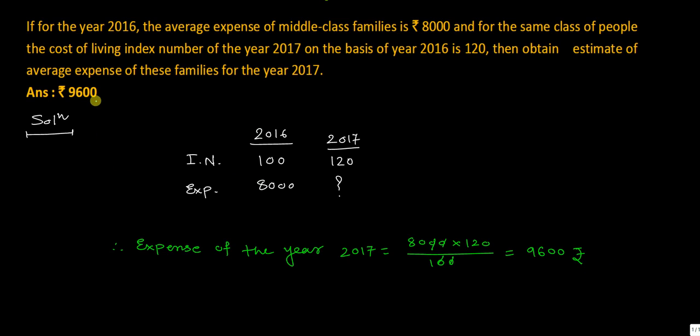9600 rupees is an expense of year 2017. Okay, so whenever we have to find a percentage increase or decrease, we will always make an equation of this type and solve that type of question.